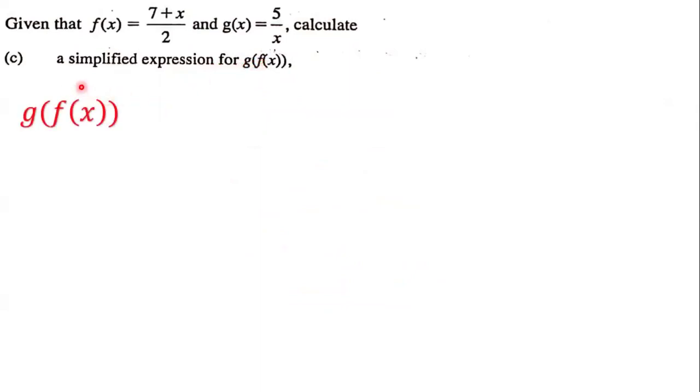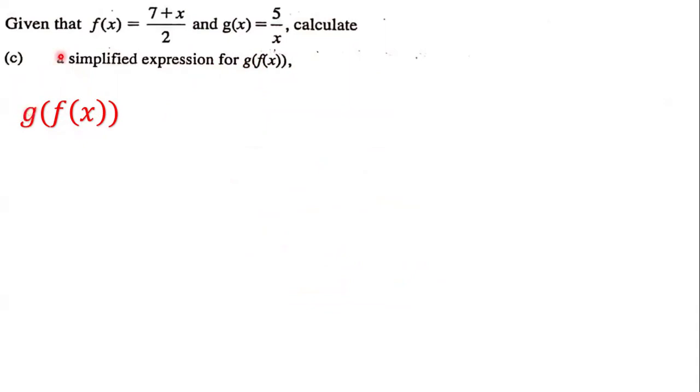Next, we have to write a simplified expression for g of f of x. Notice here that we have two functions. This is actually a composite function, so we have a function within a function. We have the baby function, which is f(x), and the parent function, which is g. So we have to put f(x) inside of the function g.